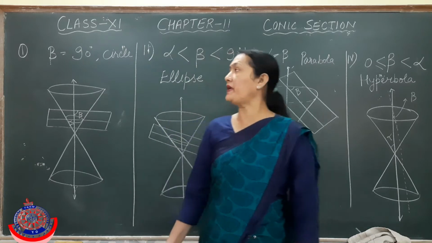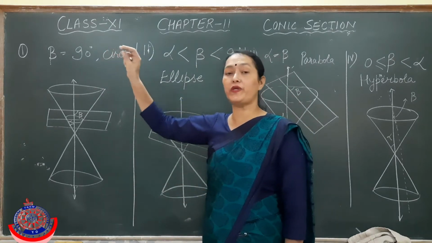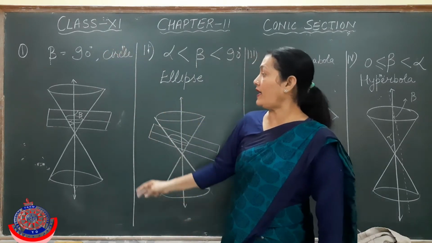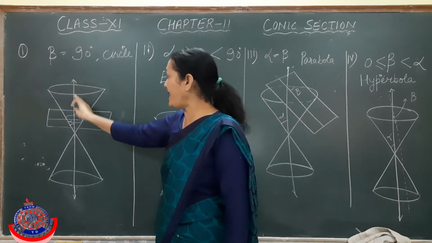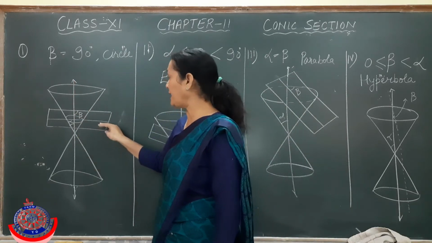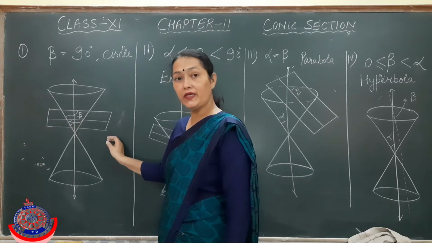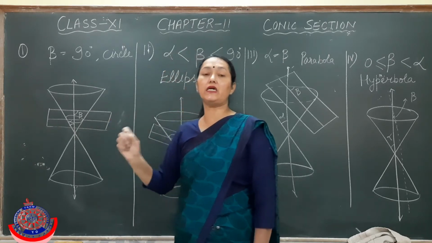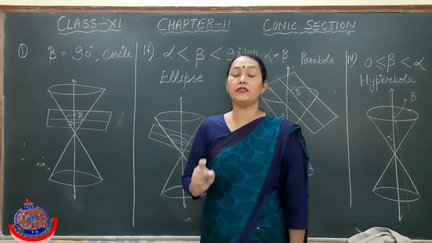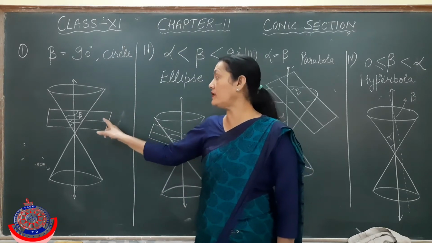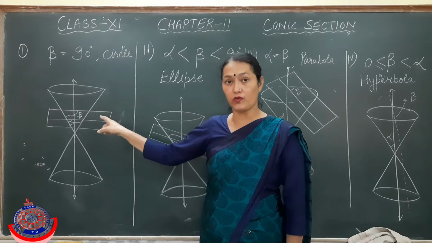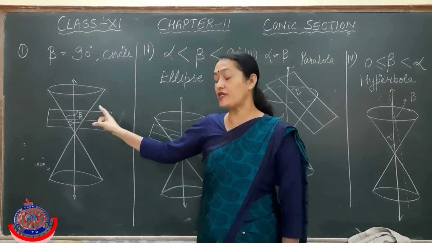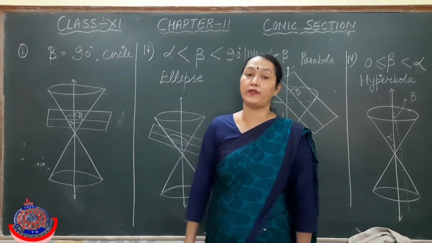When there is intersection between the plane and the nap, what kind of values can beta have? First case, if we take beta equal to 90 degrees. That means this axis and the plane are perpendicular to each other. In that case, circle will be formed. So if beta is equal to 90, that angle formed between the intersecting plane and the axis, then circle is formed.